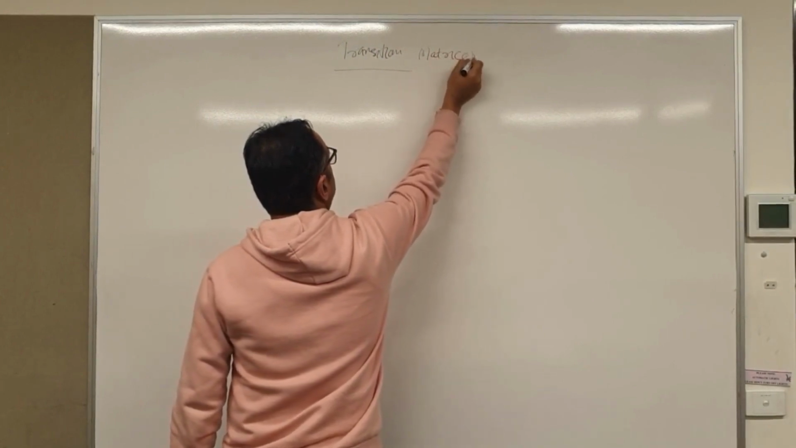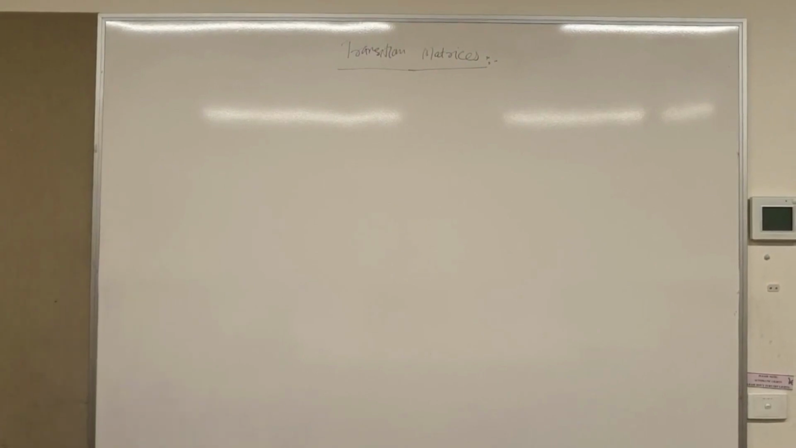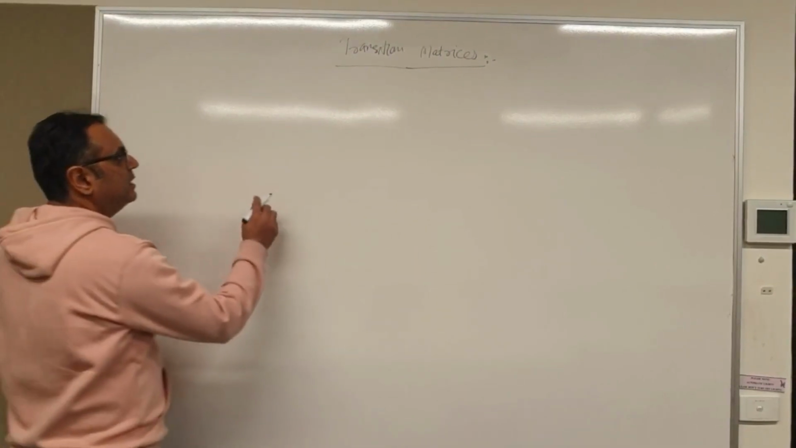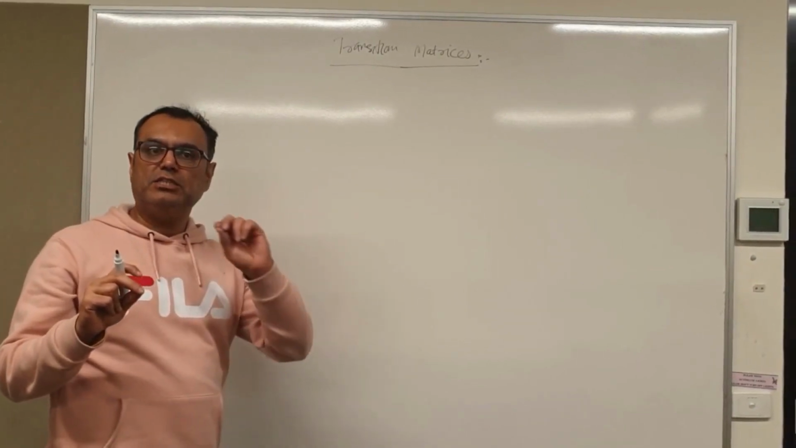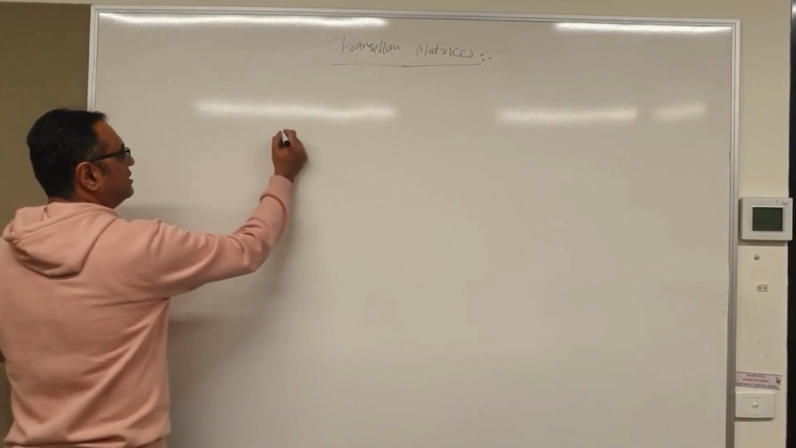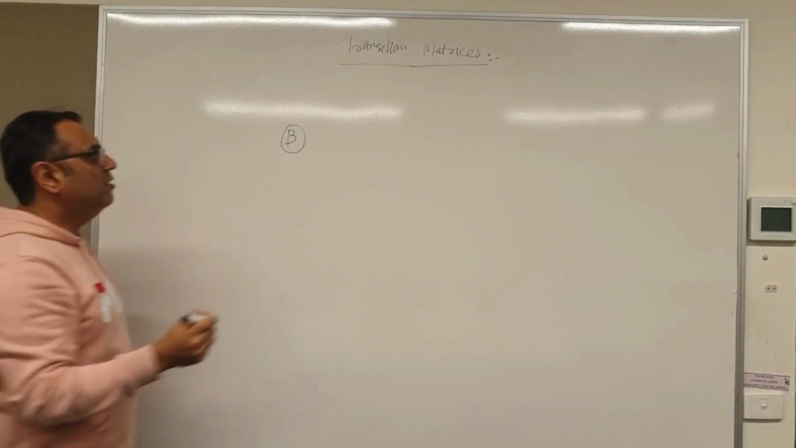Transition matrices. Now let's take an example, and I'm taking the example from the book itself. Let's say there's a car company, and that car company has two outlets. The first outlet is in Bendigo, and the other outlet is in Colac.